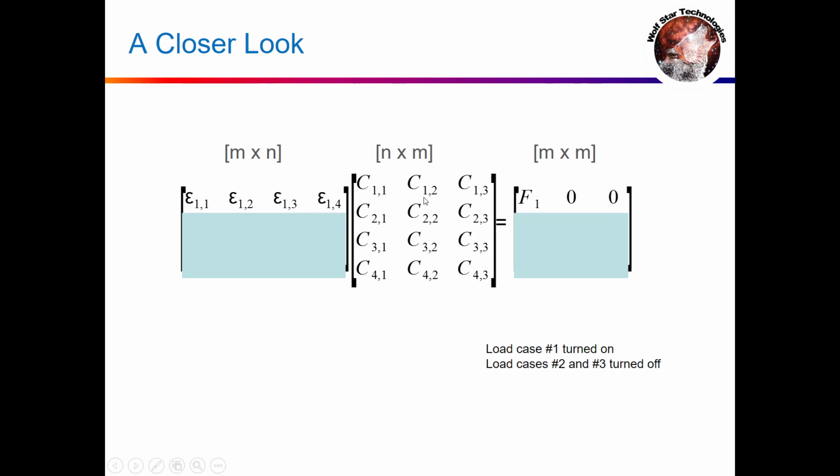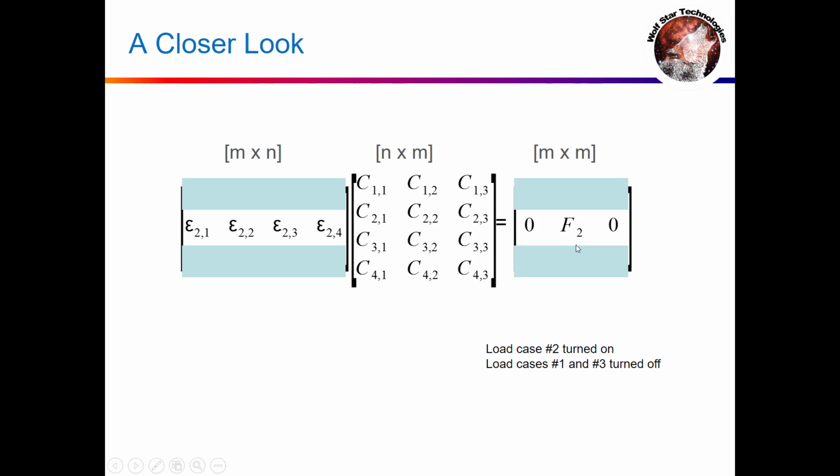Now let's go in and turn on load case number 2. So we've got load case 2 turned on, load cases 1 and 3 turned off. And then at those same 4 strain gauges, we write down the strains. And now the strain responses at these 4 strain gauges are going to be different than they were for load case number 1. We're essentially getting a strain signature for each of these load cases.